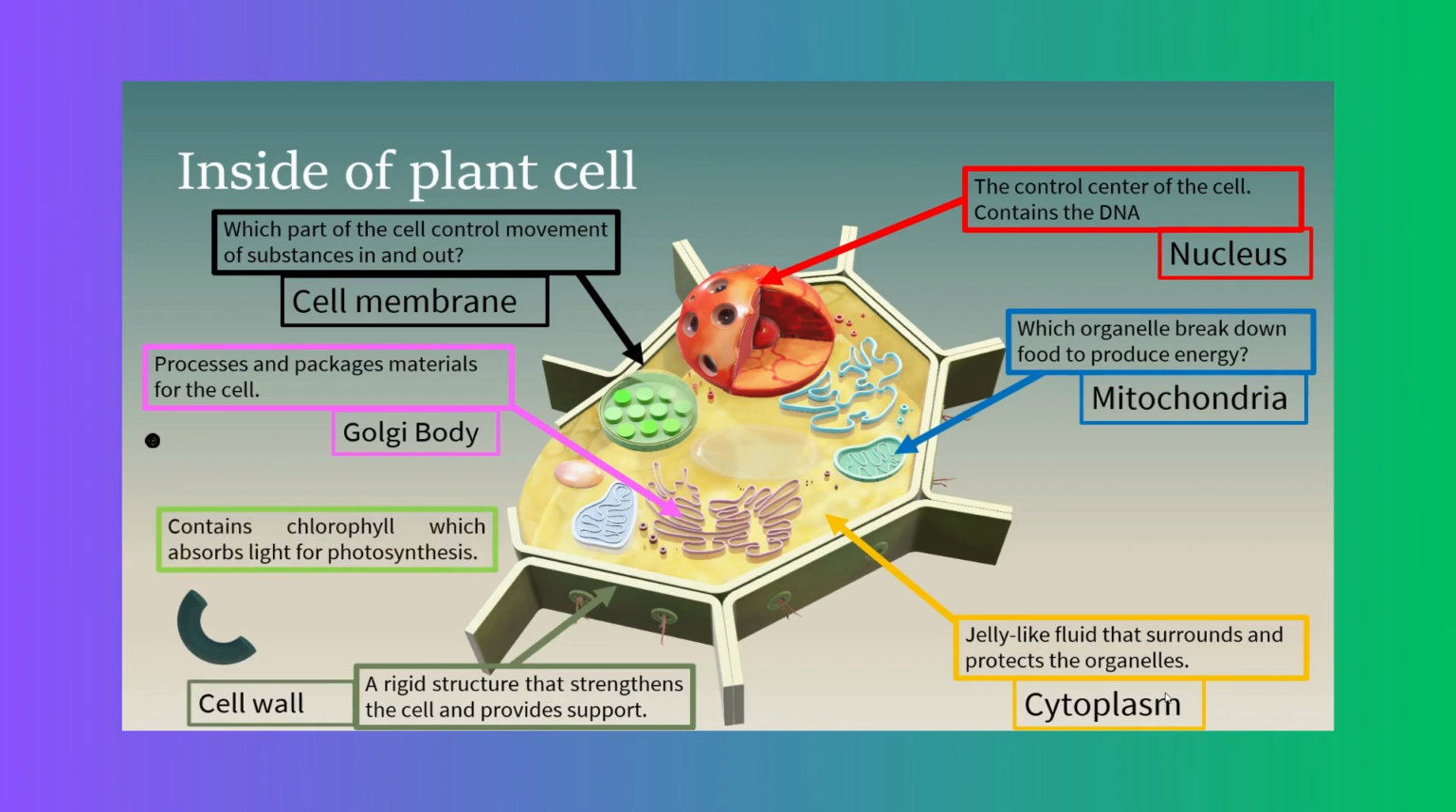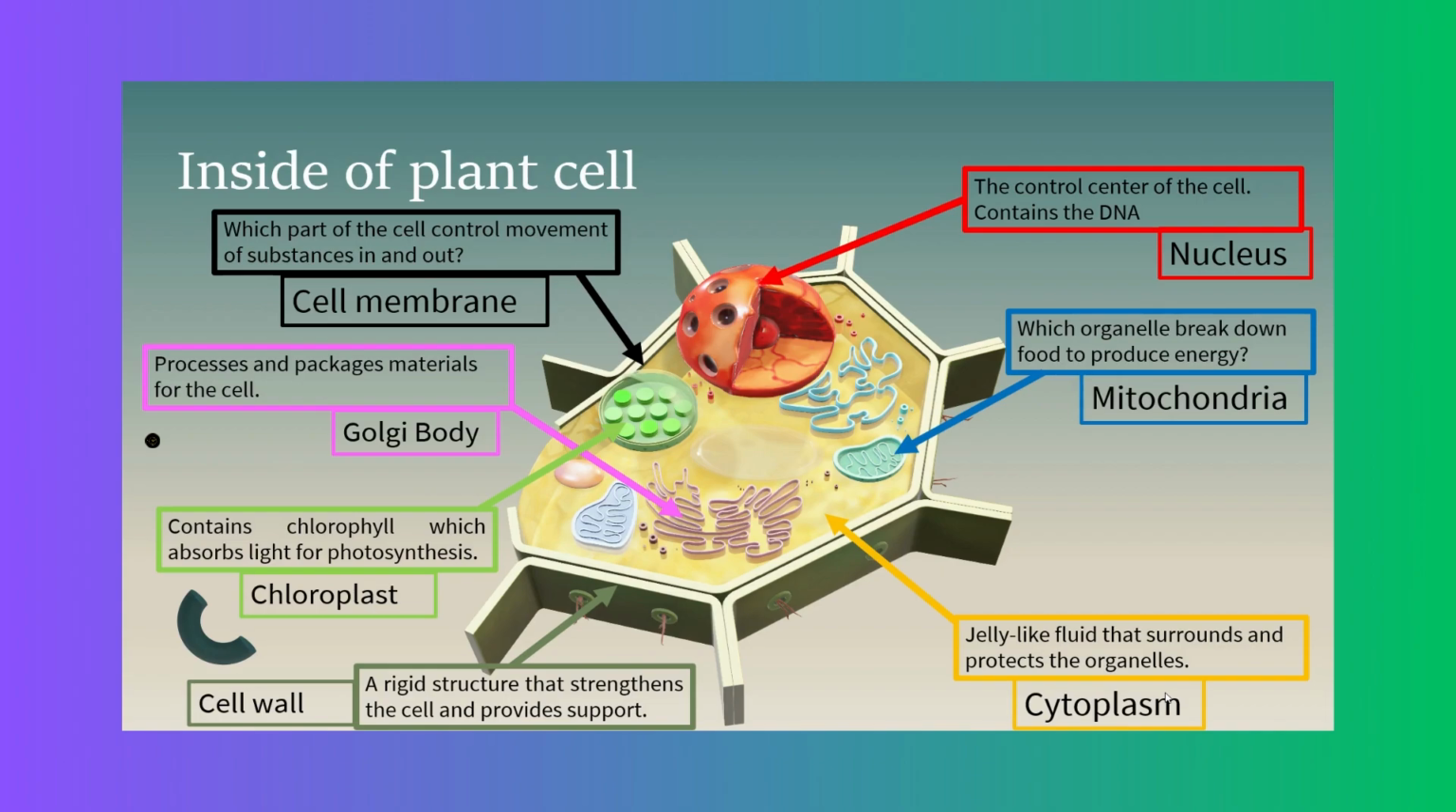Then we also have one organelle which you cannot find in an animal cell. It's called chloroplast, and in this picture it is green. Chloroplasts contain a green pigment which we call chlorophyll. Why is this chlorophyll inside of the chloroplast really important? Because it needs to absorb light for the process which we call photosynthesis. Photosynthesis is a chemical reaction which is really important for plants because in this process they produce their own food.